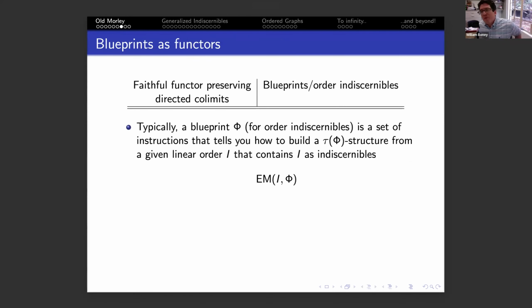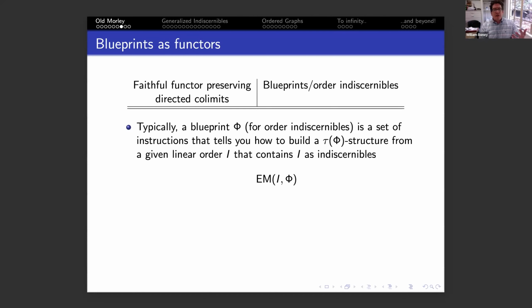Model theoretically, what is a blueprint? It's a set of instructions for taking a linear order. You've got a bunch of functions in the language, so you formally close the linear order over those functions, and then you wonder which of the terms you've created are equal, and your blueprint tells you exactly which terms are equal. It does this in a way where all of the instructions of when terms are equal only depend on the ordering of the inputs. And so you get these order indiscernibles out.